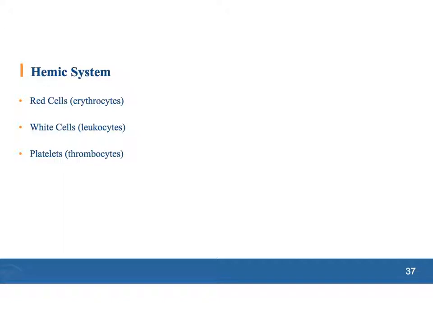The hemic or hematologic system involves the blood. Red cells, or red blood cells, or erythrocytes, contain hemoglobin that enables the cells to pick up and deliver oxygen to all parts of the body. White cells, white blood cells, leukocytes, are the body's primary defense against infections. Platelets or thrombocytes form clusters to plug small holes in blood vessels and to assist in the clotting process.